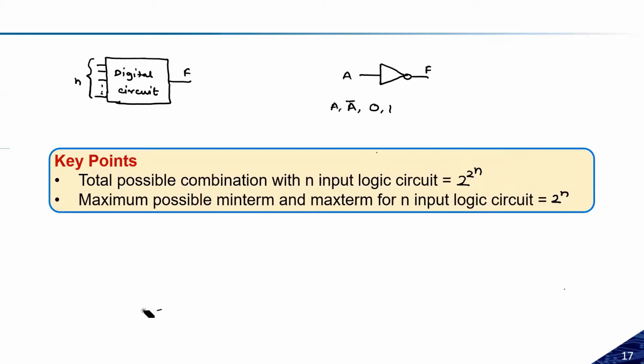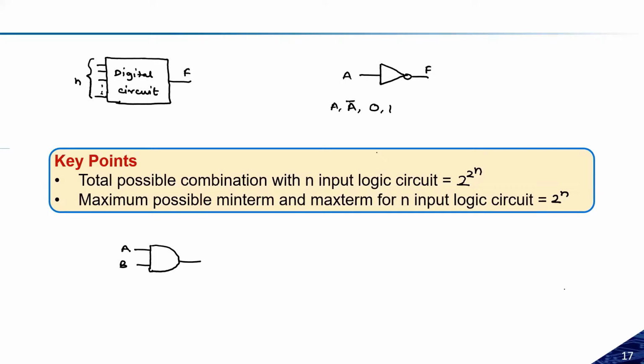Similarly, suppose I have a two input logic, for example an AND gate. What are the possibilities? Let us assume A and B are there. It could be A bar B bar, A bar B, A B bar, and A B. These are the four possible combinations which we already know.